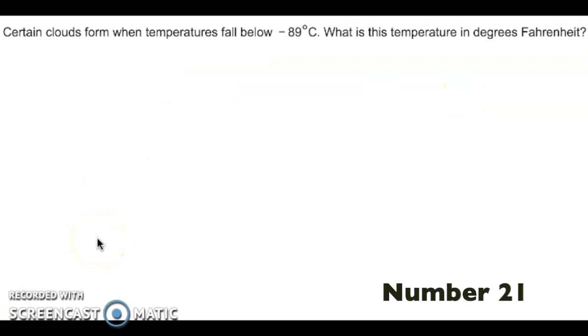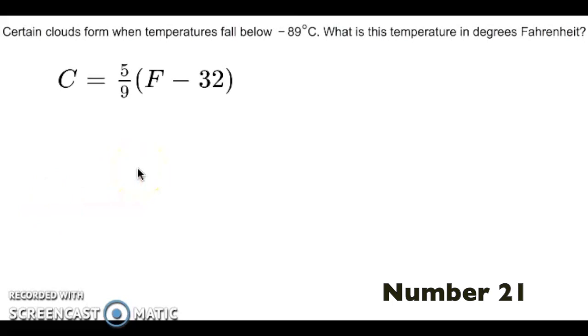Certain clouds form when temperatures fall below negative 89 degrees Celsius. What is this temperature in degrees Fahrenheit? The first thing we need is the formula to convert Fahrenheit to Celsius. So Celsius equals 5 over 9 times, in parentheses, Fahrenheit minus 32.